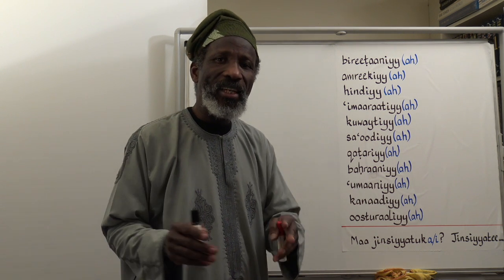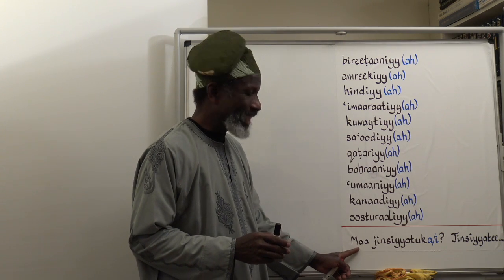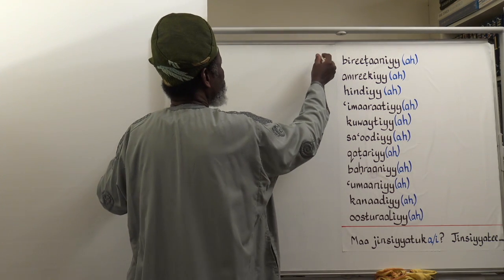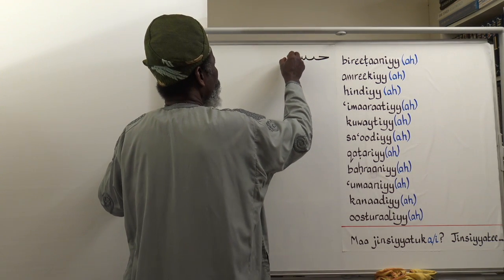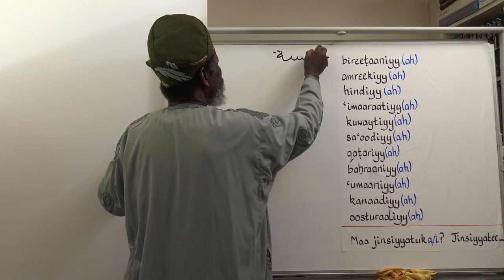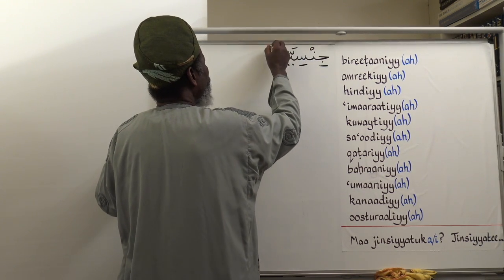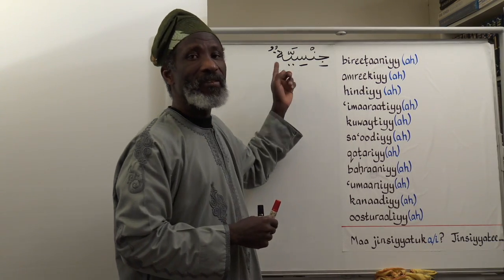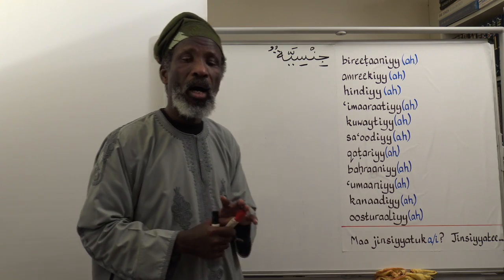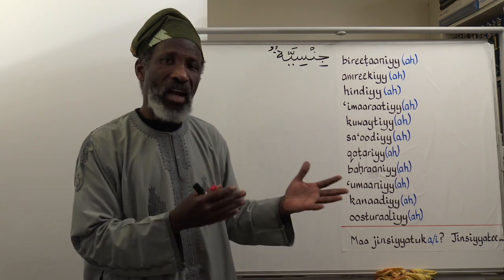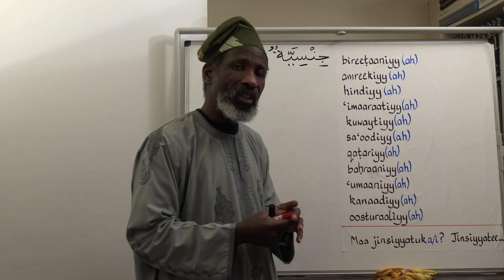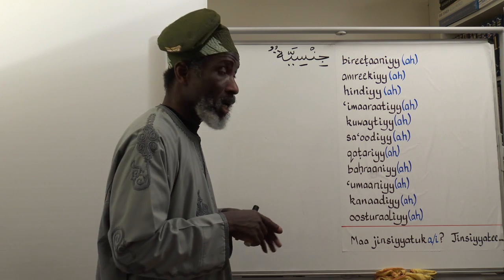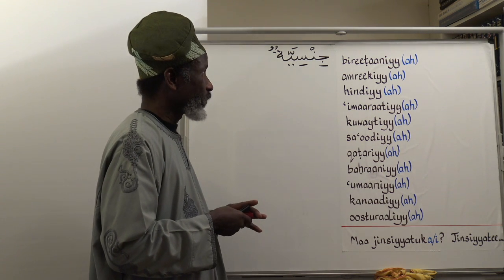Now let's extend it a little bit by introducing jinsiyya. What is the meaning of jinsiyya? Jinsiyya means nationality. Jinsiyyatun. A nationality in Arabic is considered feminine because we have this ta marbuta. So when you're describing jinsiyya, it has to be feminine as well, because the adjective and the noun that it describes must match in gender, among other things.